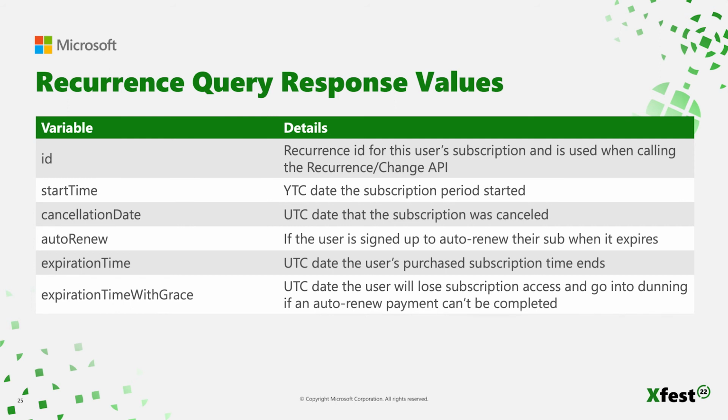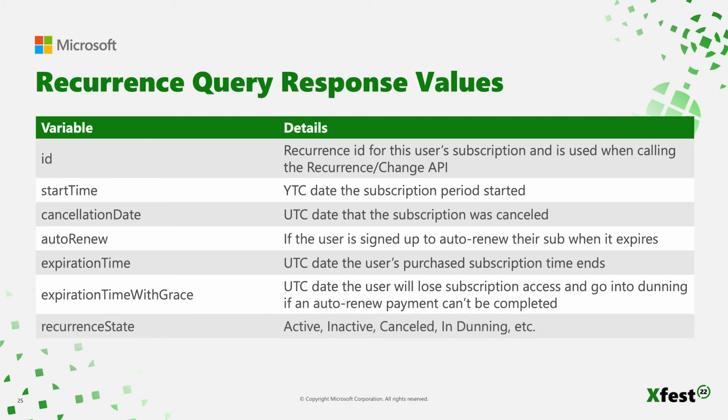The expiration time with grace field indicates when the user should no longer receive subscription benefits as we have been unable to renew with their current payment instrument. After the expiration time with grace date, their account would go into what's called the dunning state. The user will be unable to repurchase the subscription until they fix their payment instrument, and the auto-renewal goes through. Once the payment goes through, the grace period time is deducted from their remaining subscription time.